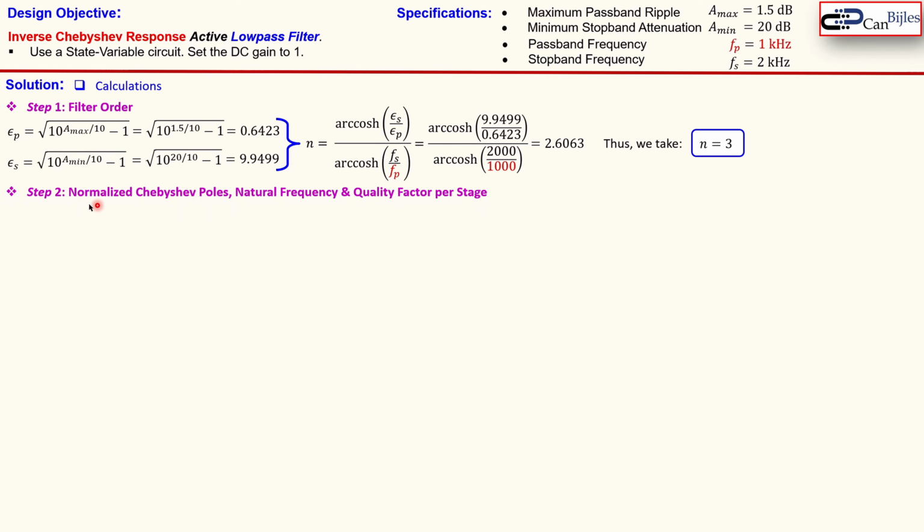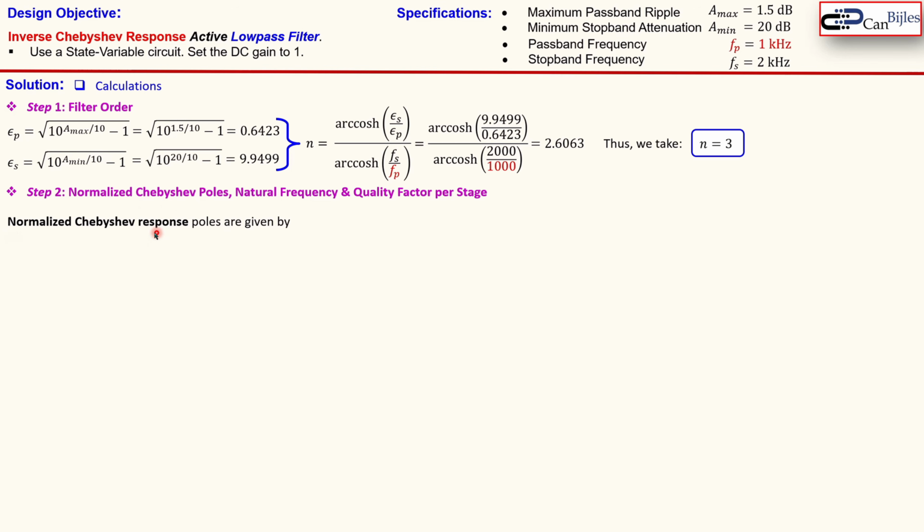Now the second step is to normalize the Chebyshev poles, natural frequency, and the quality factor per stage. The procedure for calculating the component values for the inverse Chebyshev response goes a little bit differently than the calculation we have done for the Butterworth and the Chebyshev using the tables. In this case we really need to go into the details about the poles, natural frequency, cutoff frequency, and also the quality factor. We start with the Chebyshev poles and then we will convert those to the inverse Chebyshev poles. We will see that shortly.